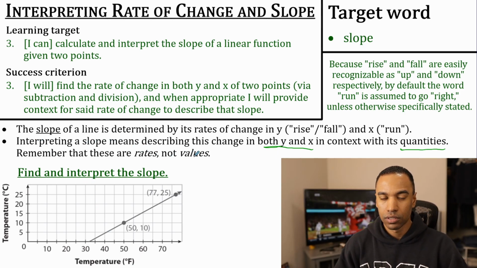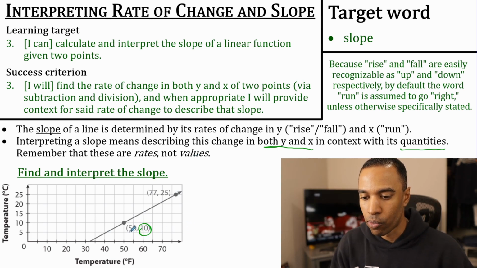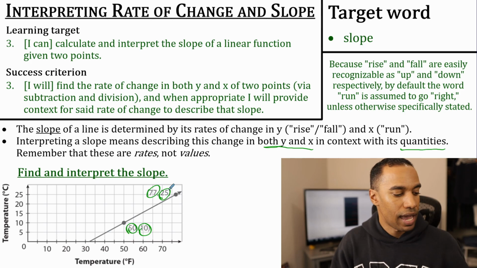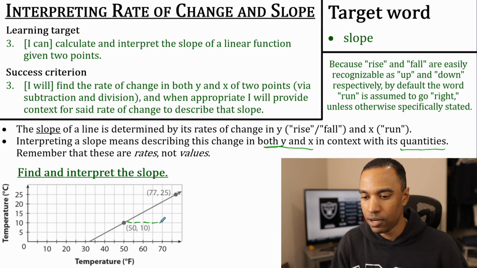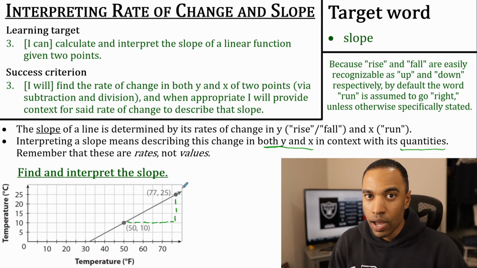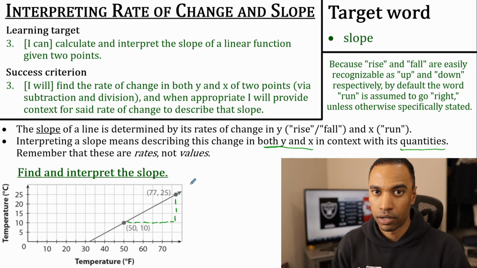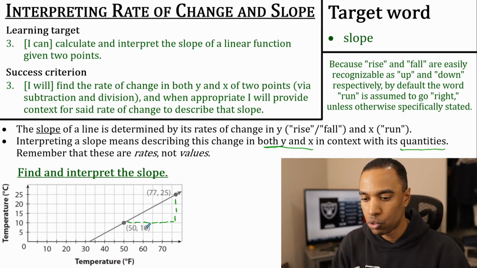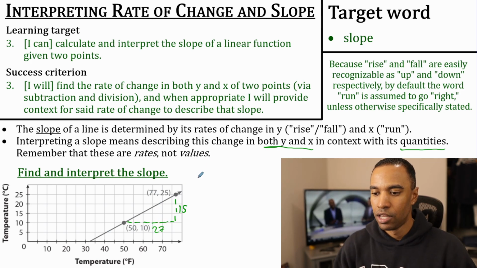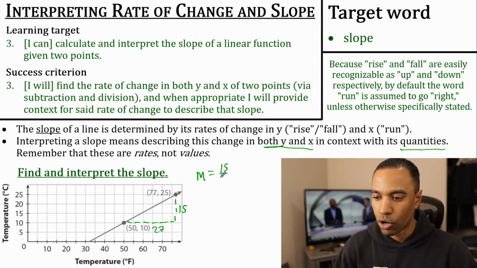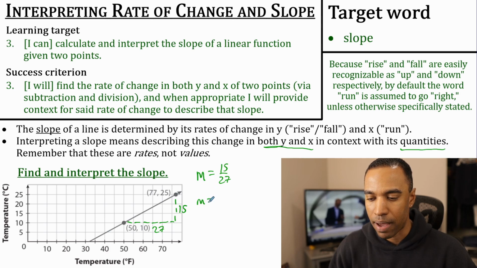Remember that these are rates. These are not values. I do not care what this point is and what this point is. And when I find the slope, by the way, this is drawn out. When I find the rise and the run, these are not just values. These are comparing to one another. There's an important aspect to this. How much do I rise from 10 to 25? How much do I run from 50 to 77? Like that. So my slope is 15 over 27. If I divide these both by 3, that becomes 5 over 9.